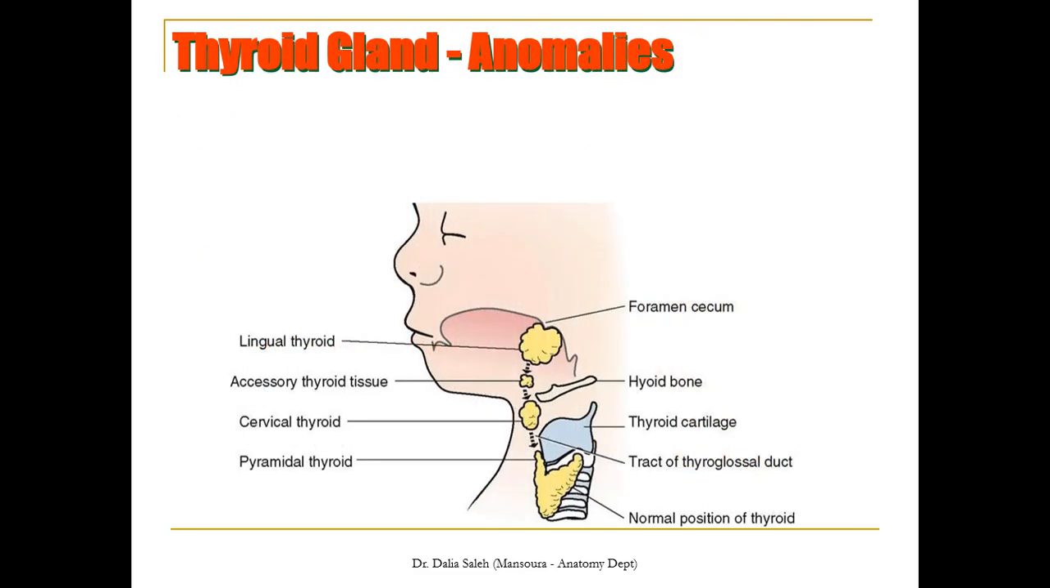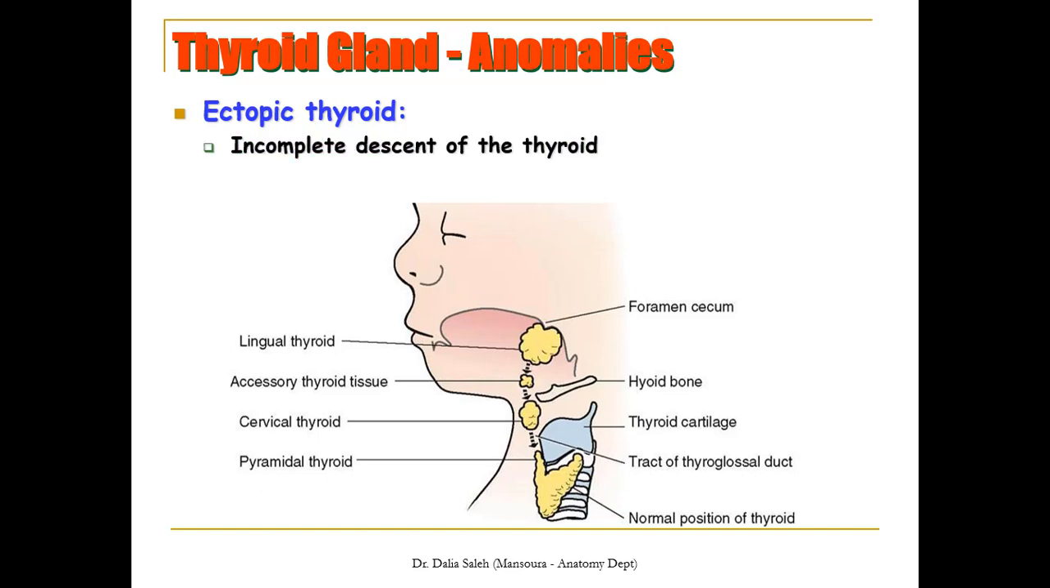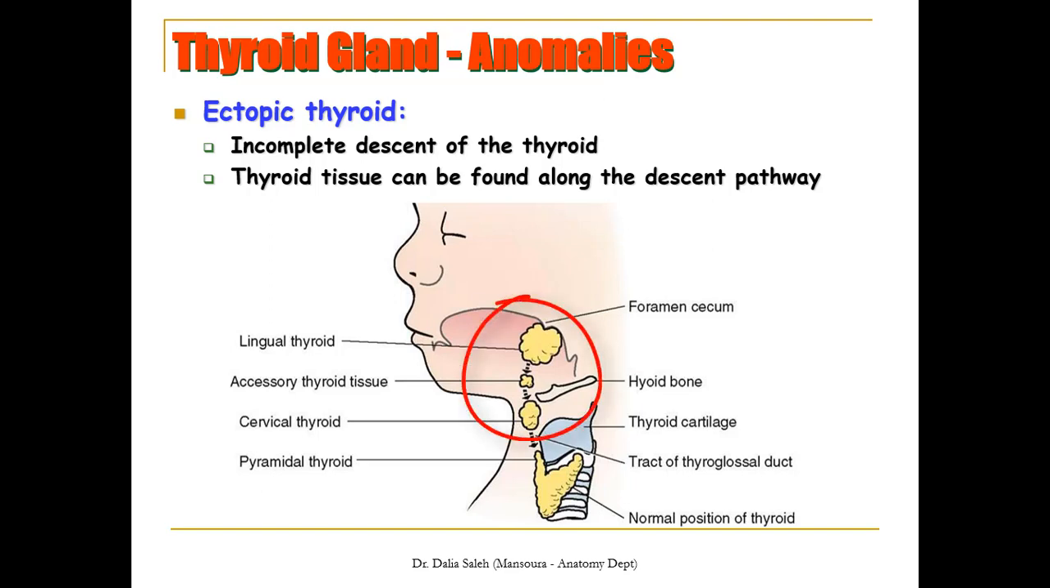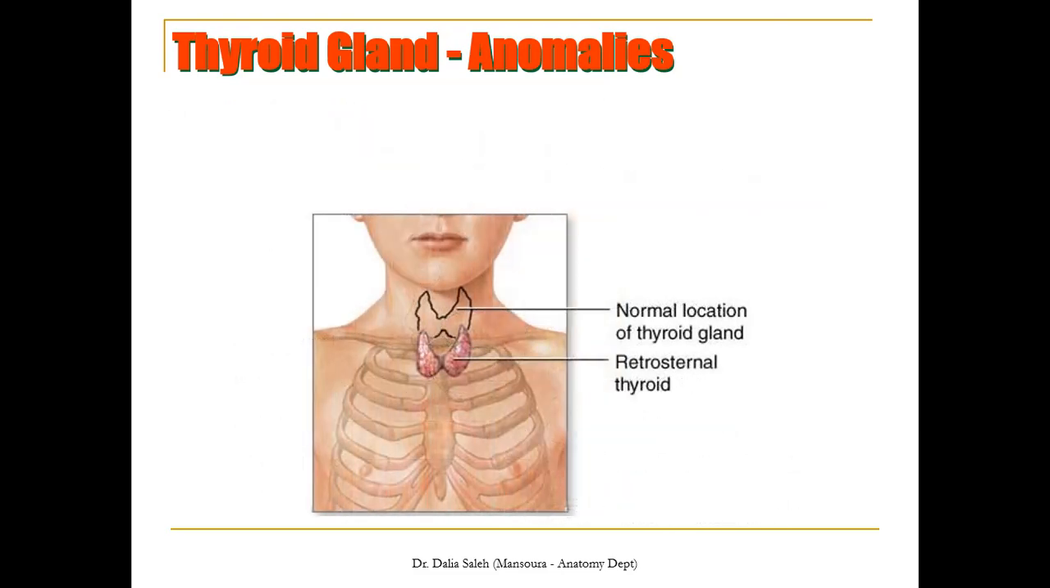For the anomalies of the thyroid and parathyroid glands, we could have ectopic thyroid, and this occurs due to incomplete descent of the thyroid gland. In this anomaly, the thyroid tissue can be found along the pathway of its descent. Sometimes it migrates more downward, and in this case we call it retrosternal thyroid.